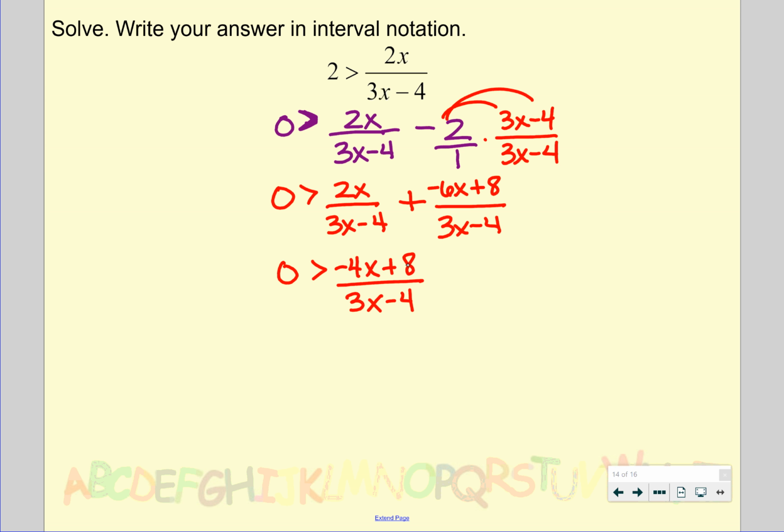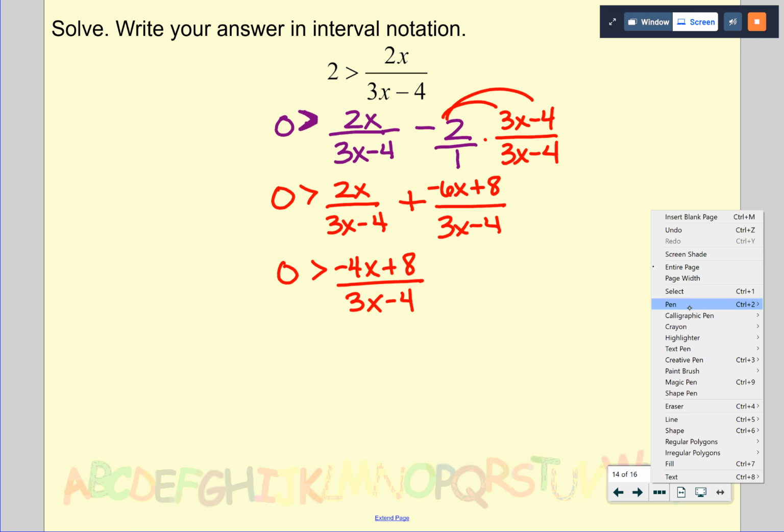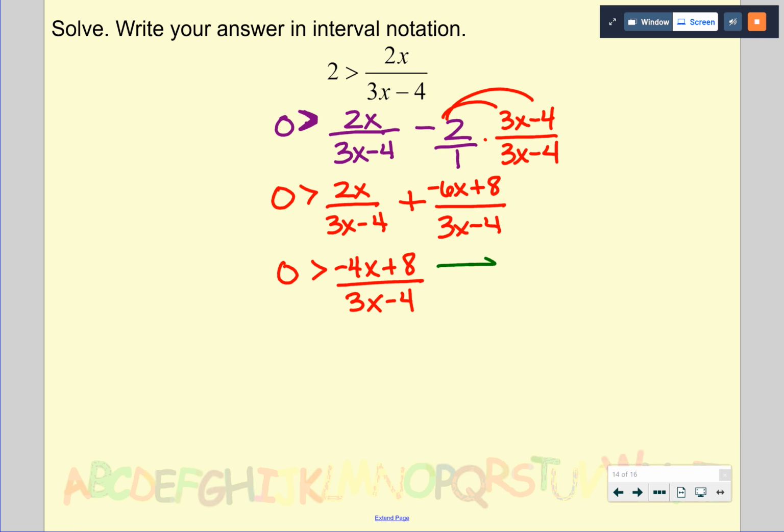So a little setup with this one. I got it compared to 0. I got a single fraction. That's all good. Next thing we do is factor. Does anything have to factor here? Do I have any powers? No, they're already linear terms. So you don't have to factor. You can just set the numerator and denominator equal to 0 to get your breaking points.